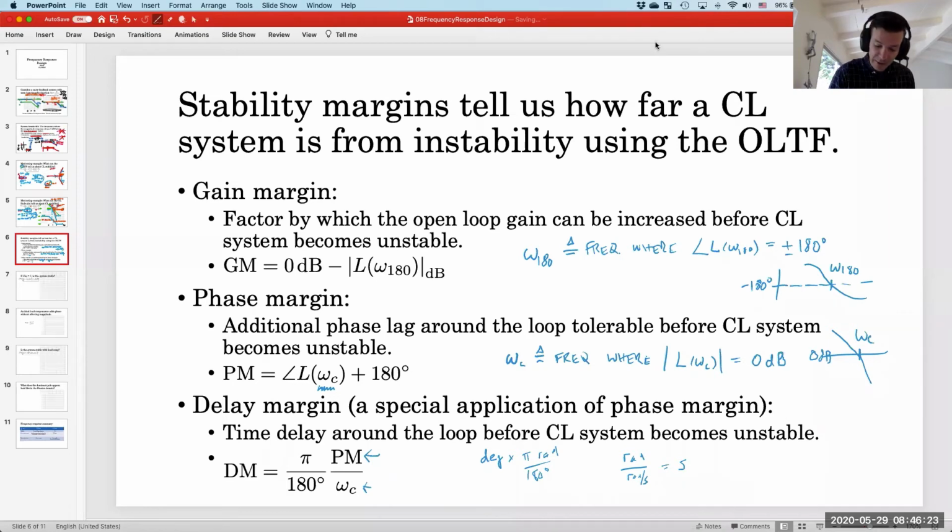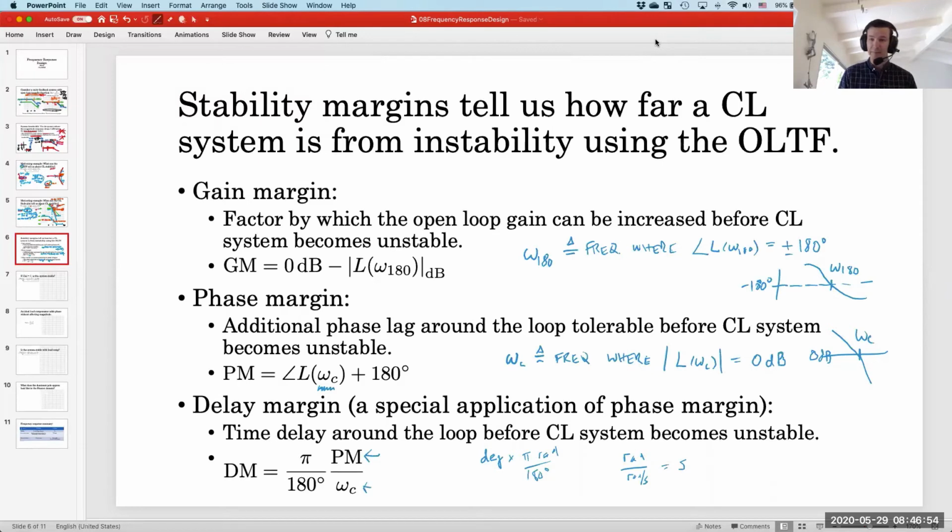There's a chat, it looks like here. So it looks like the chat question is exactly what we just covered. If the gain margin is positive and the phase margin is negative, that still means the system is unstable, and vice versa. If the gain margin is negative and the phase margin is positive, then the system is still unstable. If both of them are negative, the system is definitely unstable.